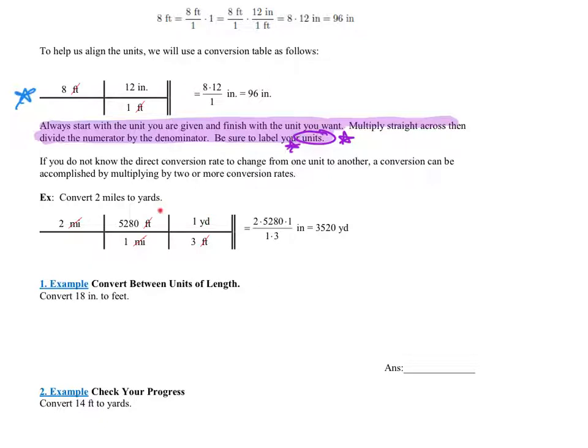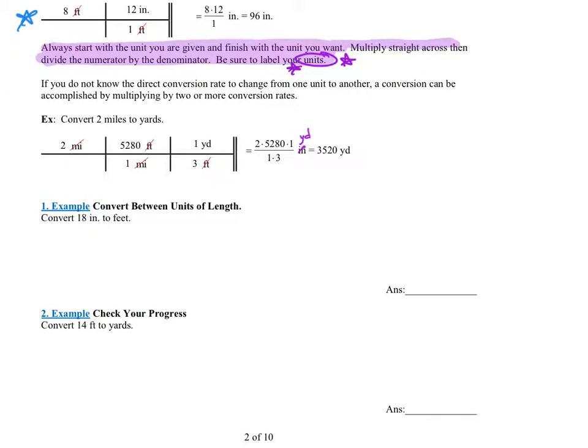So my miles canceled, my feet canceled. What I have on top is 2 times 5280 times 1, and on bottom I have 1 times 3. And remember, my answer here is in terms of yards. I see a typo right there. This right here should be yards. So when I do 2 times 5280 all divided by 3, I end up with 3,520 yards.